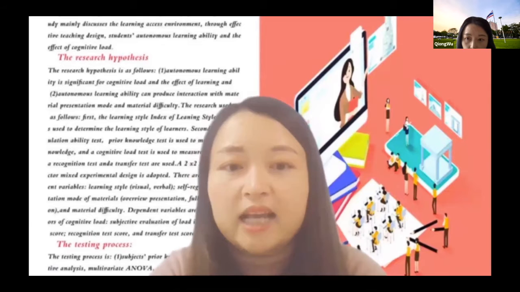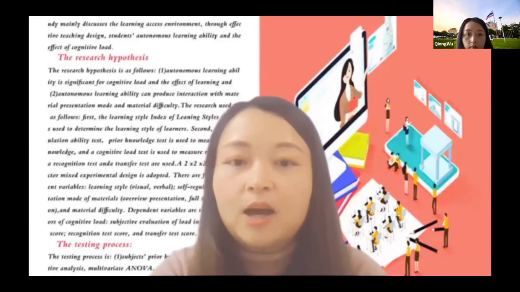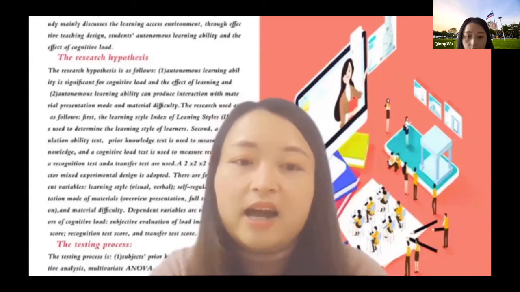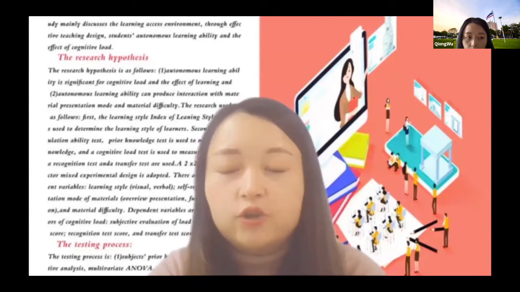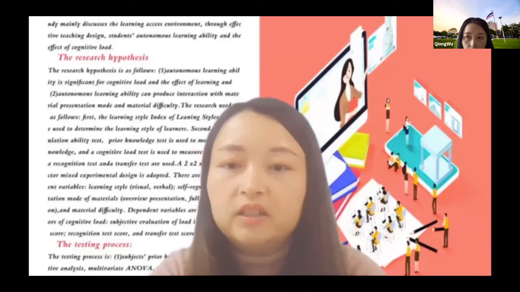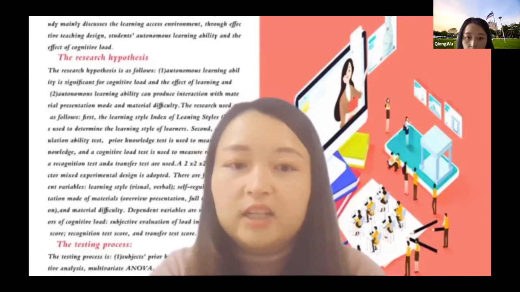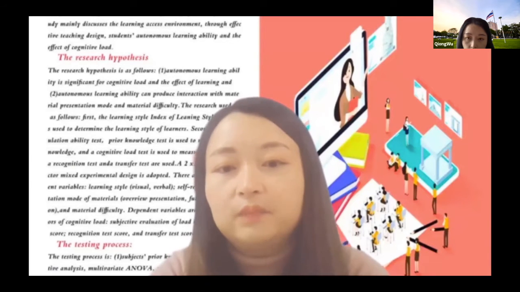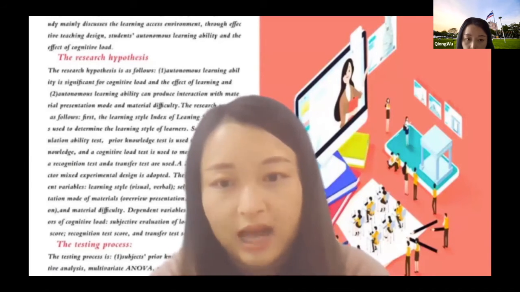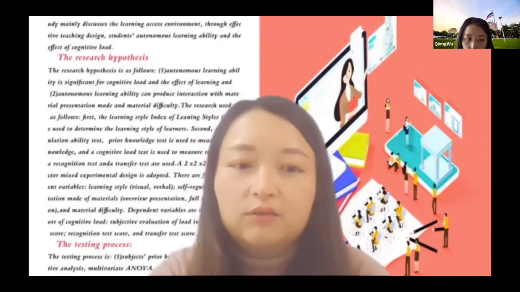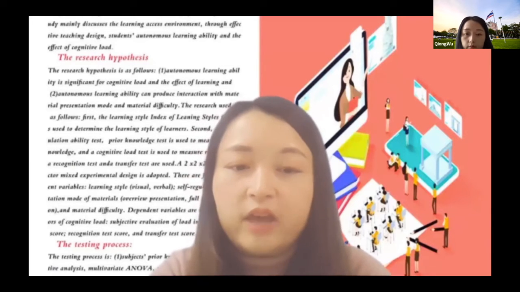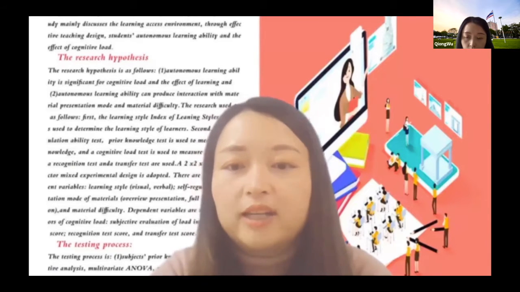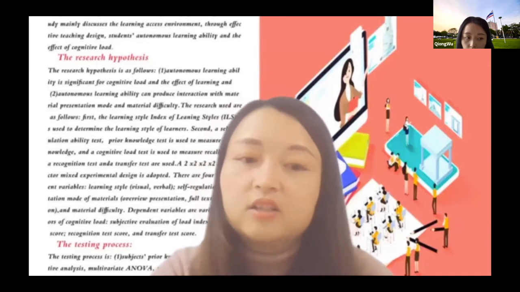A 2 times multi-factor mixed experimental design is adopted. There are 4 independent variables: learning style, self-regulation, presentation mode of material, overview presentation, full text presentation, and material difficulty. Dependent variables are various indicators of cognitive load: the subjective evaluation of load index, recall test score, recognition test score, and transfer test score.